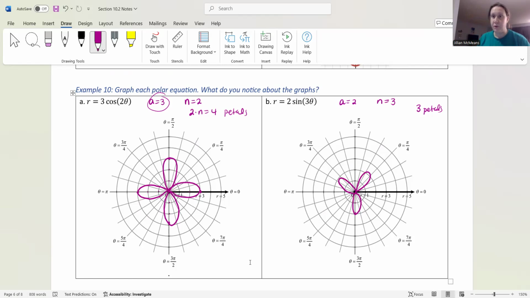It's not the most beautiful rose I've ever drawn. It probably actually is. But there you have it. So that is a rose. I think they're my favorite. I think they're kind of easier to graph. I like the idea of the petals. The equations aren't super crazy. So there you have it.